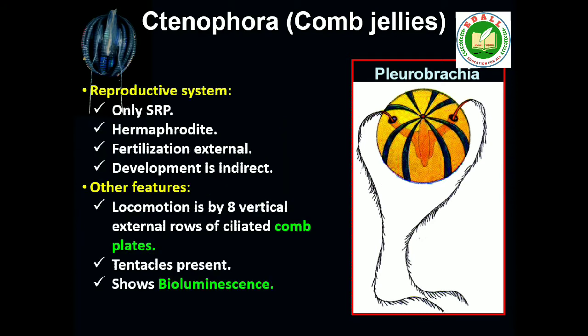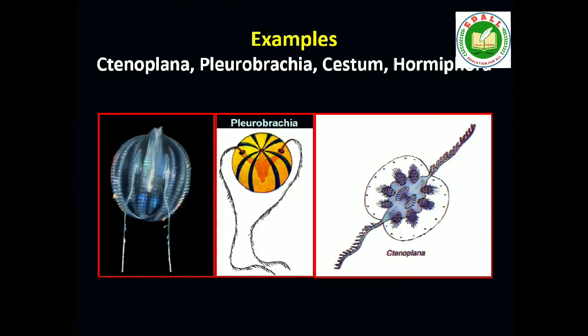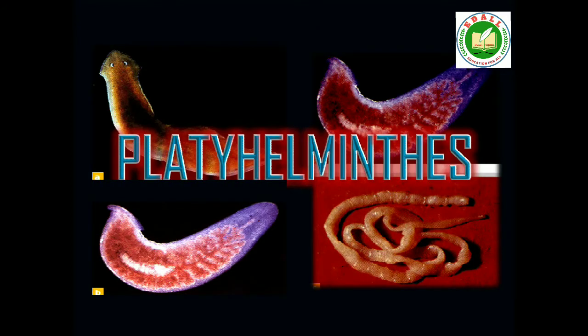Bioluminescence, the property of a living organism to emit light, is well marked in ctenophores. Sexes are not separate. Reproduction takes place only by sexual means. Fertilization is external with indirect development. Examples: Pleurobrachia and Ctenoplana. Fourth is phylum Platyhelminthes.